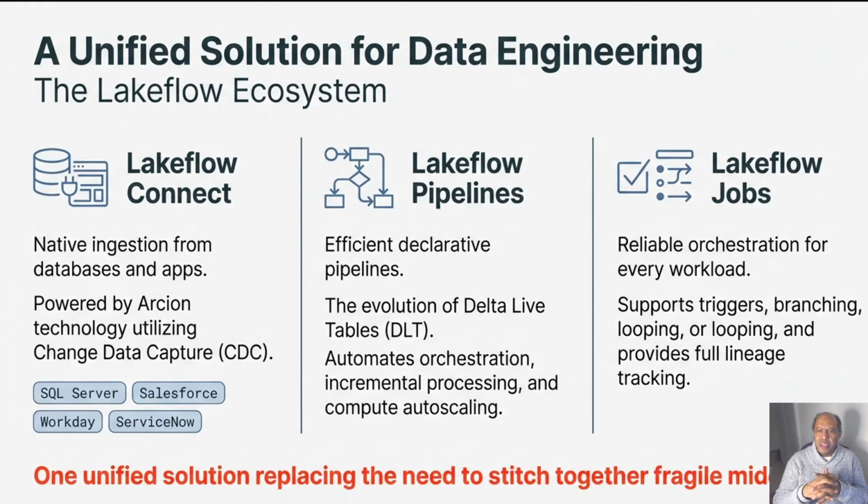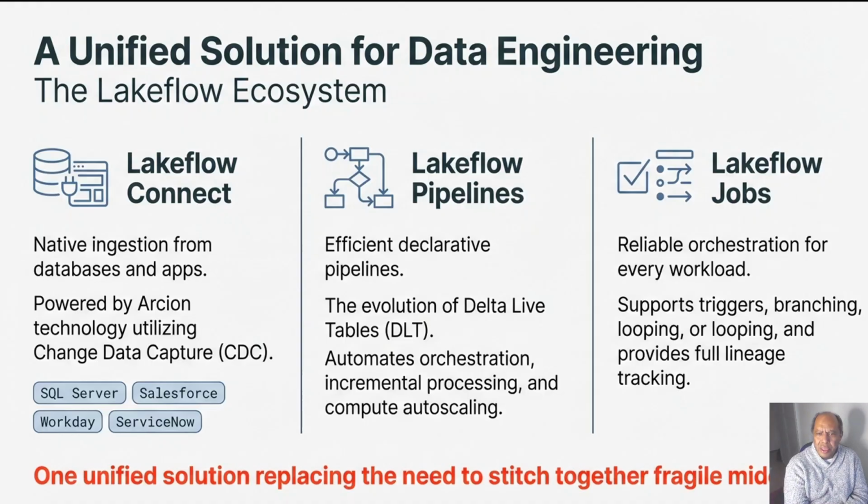This is the heart of the transformation layer. It is built on the foundation of Delta Live Tables, but it has evolved significantly. The key innovation here is declarative pipeline using Python files. The engine automates three critical aspects: orchestration, incremental processing, and compute auto-scaling. You declare what tables you want, what quality rules to apply, and the system figures out the execution graph automatically. No more managing DAGs manually.